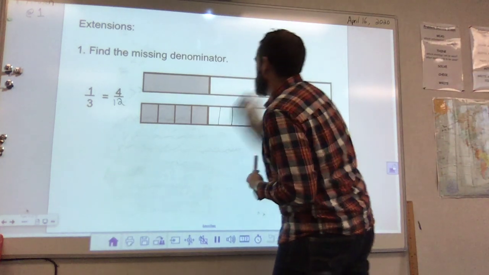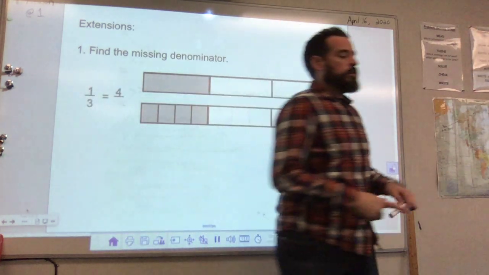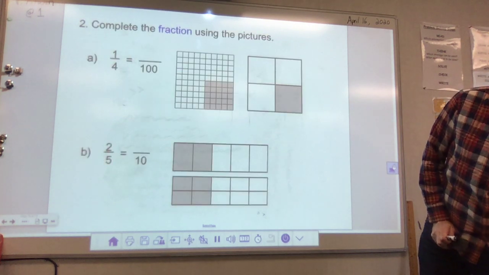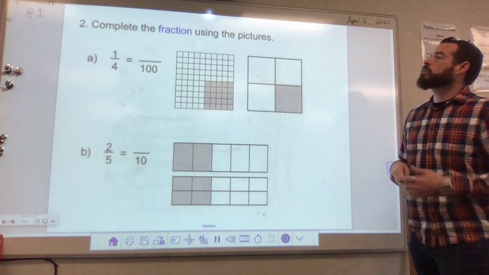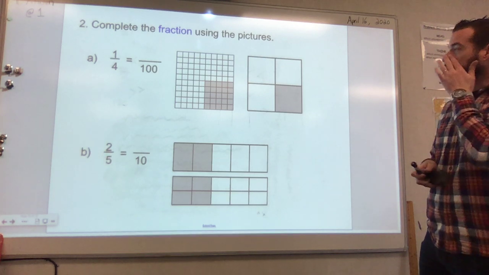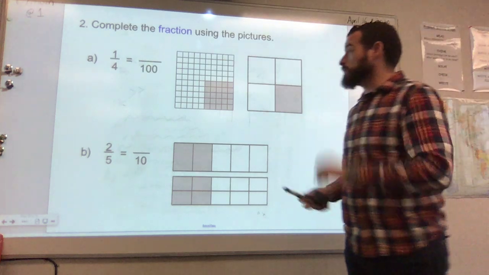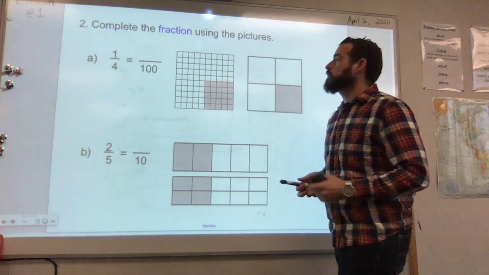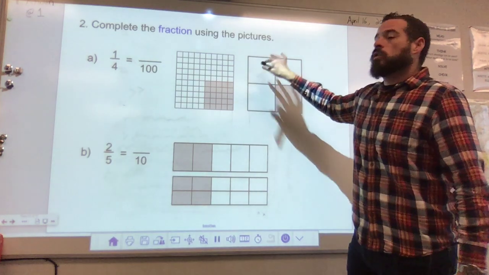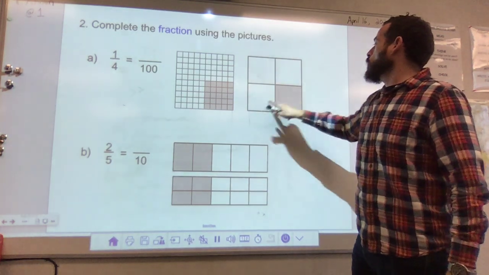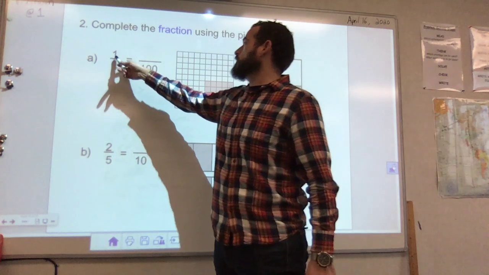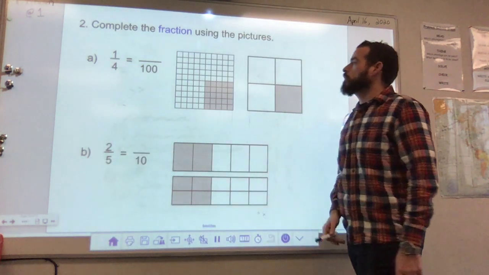And last slide. So let's see what we have here. Number 2, complete the fraction using the pictures. And this is the same thing. We're showing equivalent fractions. So we've got our 1/4. We've got our whole divided into 4 parts. We've got 1 part shaded, so there's 1/4.